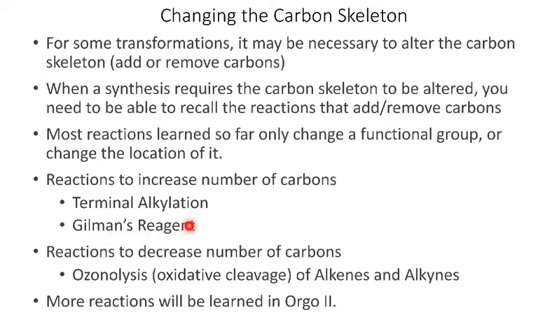And then we covered this briefly, and so I spend more time on this video, but in the organometallic chapter, which we covered when we did chapter 7, we learned about Gilman's reagent, and so I wanted to talk more about that because it's capable of increasing the size of our carbon chain. And then the reactions that we've learned so far that can decrease the number of carbons are ozonolysis of either alkenes or alkynes. And then in Orgo 2, we'll learn a lot of new reactions that can be used to alter the carbon skeleton. But these are the ones that we've learned to this point.